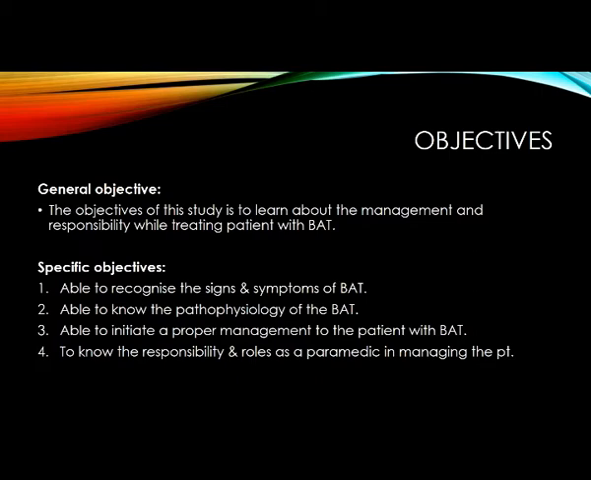abdominal trauma. So there are 4 specific objectives. Number 1, able to recognize the signs and symptoms of blunt abdominal trauma. Second, able to know the pathophysiology of blunt abdominal trauma. Third, able to initiate a proper management to the patient with blunt abdominal trauma. And lastly, to know the responsibility and roles as a paramedic in managing the patient.